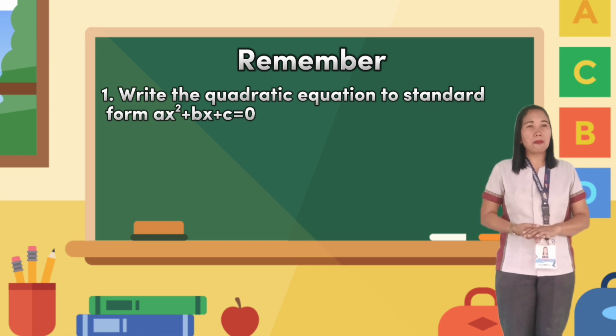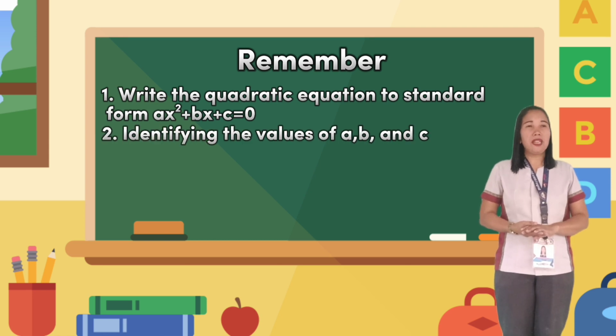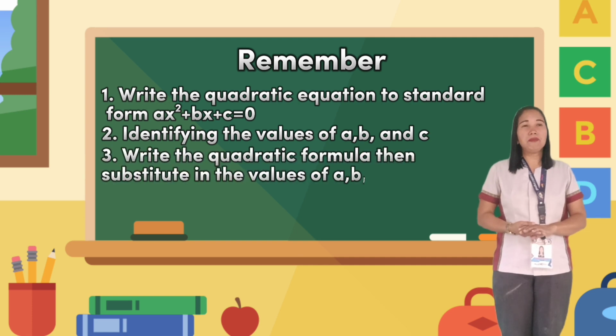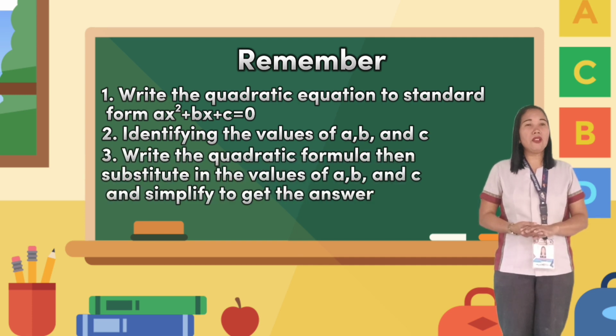Ax squared plus bx plus c is equal to 0. Then, identify the values of a, b, c. Then, write the quadratic formula. Then substitute in the values of A, B, and C and simplify to get the answer.